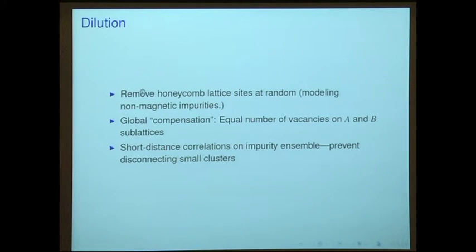And so what about dilution? Dilution simply means I remove the corresponding orbital on the honeycomb lattice. And of course, to avoid some spurious effects, I want to look at a globally compensated system where there's an equal number of vacancies on A and B sublattices. And I put in some short distance correlations in my impurity ensemble to prevent disconnecting small clusters of the lattice from everything else, because that would give you spurious effects as well. So you imagine there's some short range repulsion between your vacancies, just to make things well behaved numerically.